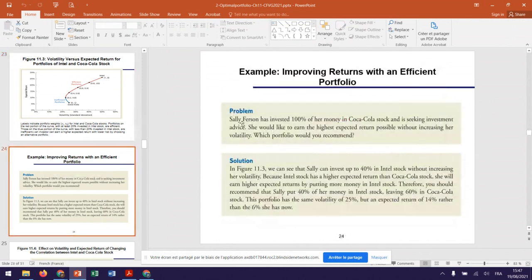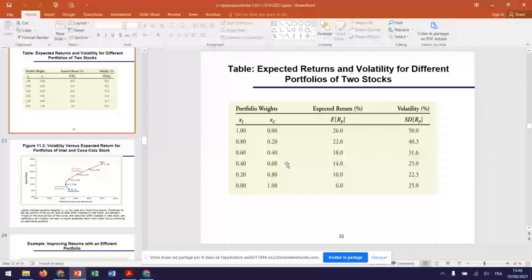Sally Faison has invested 100% of her money in Coca-Cola stock and using investment advice. She would like to earn the highest expected return possible without increasing her volatility. Which portfolio would you recommend? We have already talked about this: putting 40% in Intel and 60% in Coca-Cola, with the same volatility as holding Coca-Cola stock alone, would allow Sally to get a higher expected return, from 6% to 14%.